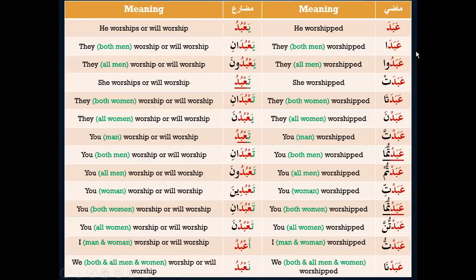Okay, so look at that. So this is your madi. Abada, he worshipped. Abada, they two men worshipped. Likewise, we just did this. So this is how it would go all the way. You want to make it into mudari', you have to add one of the signs of mudari', which is ya. You could see ya, ta, and then alif or hamza and noon. So na'ti, noon, hamza, ta, ya.